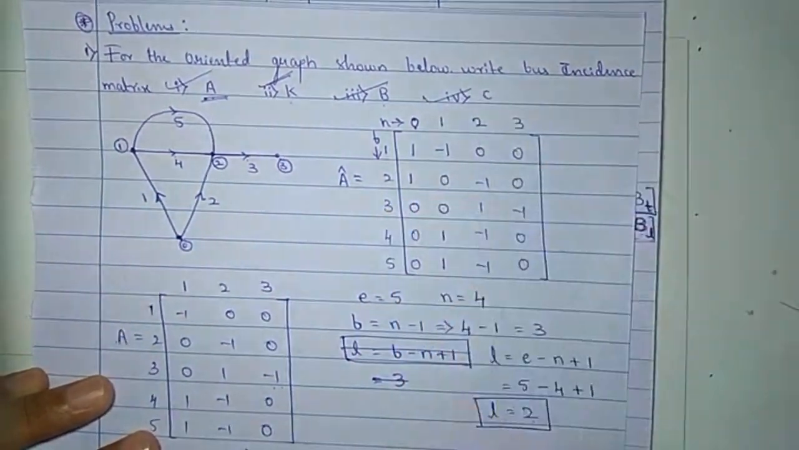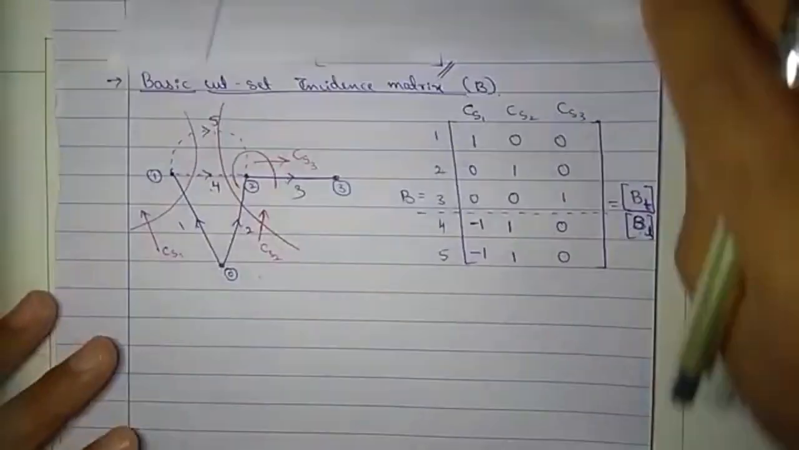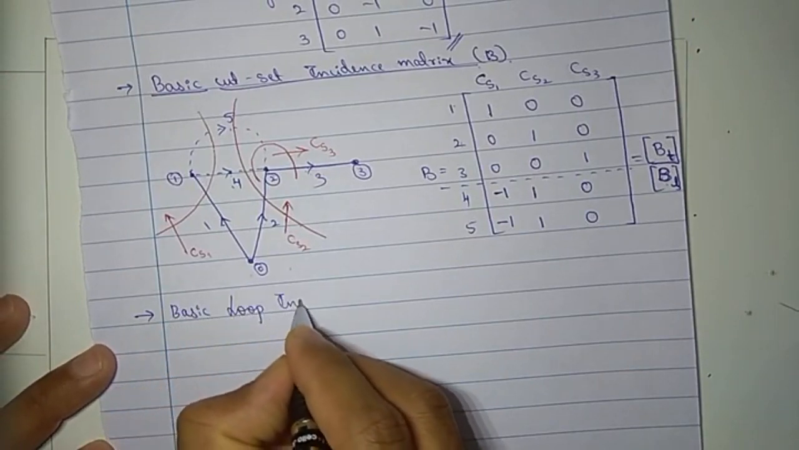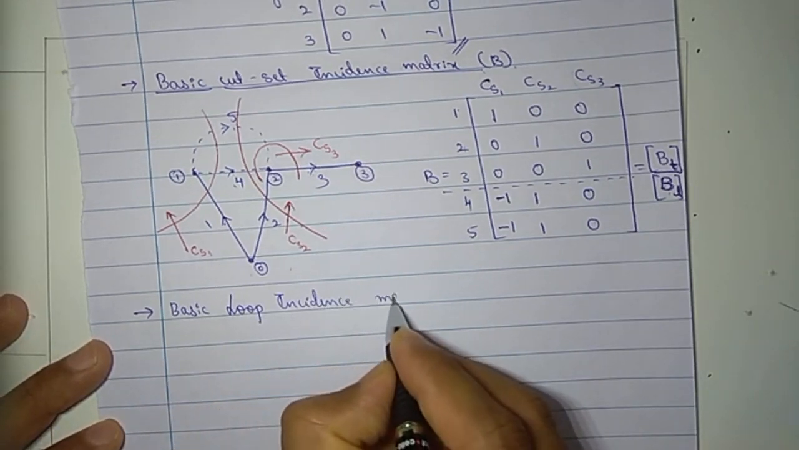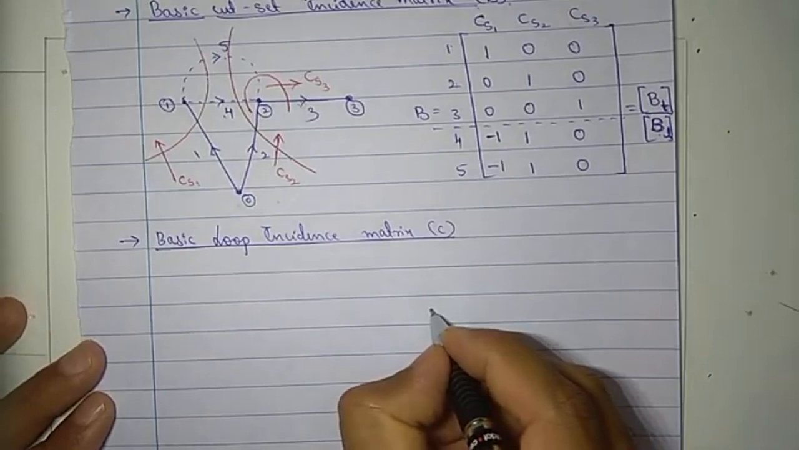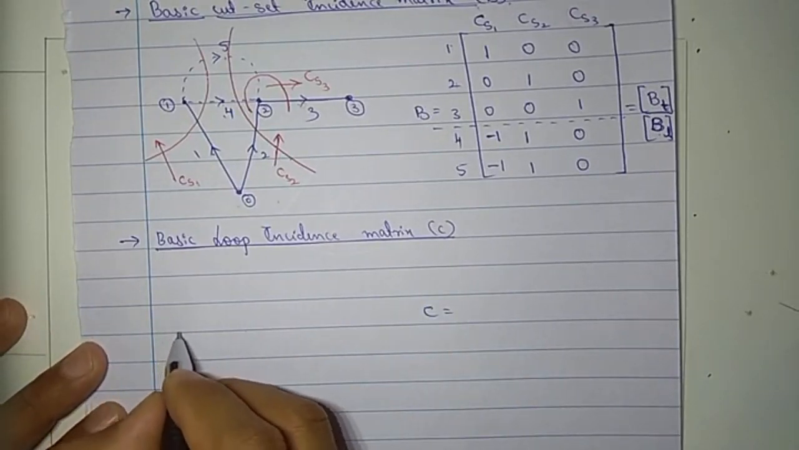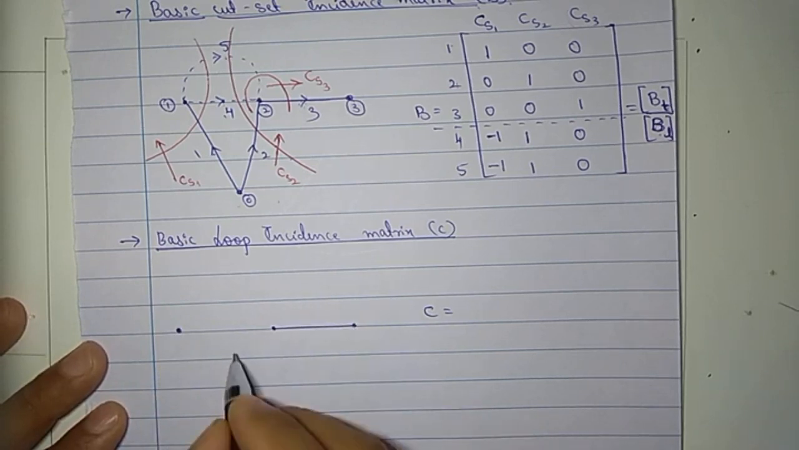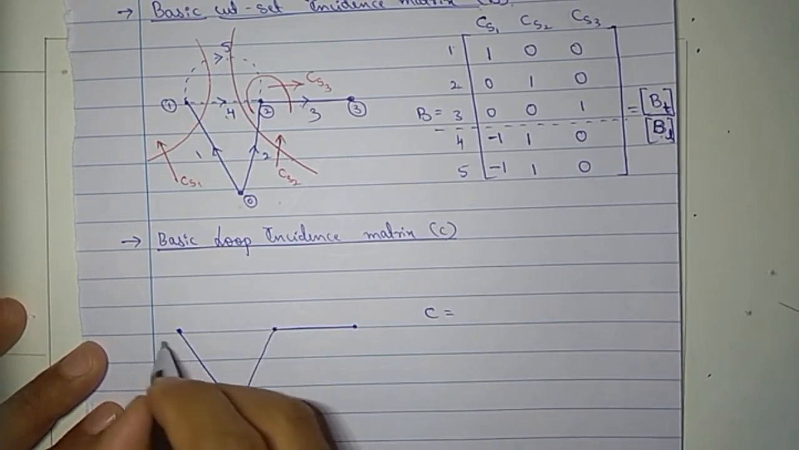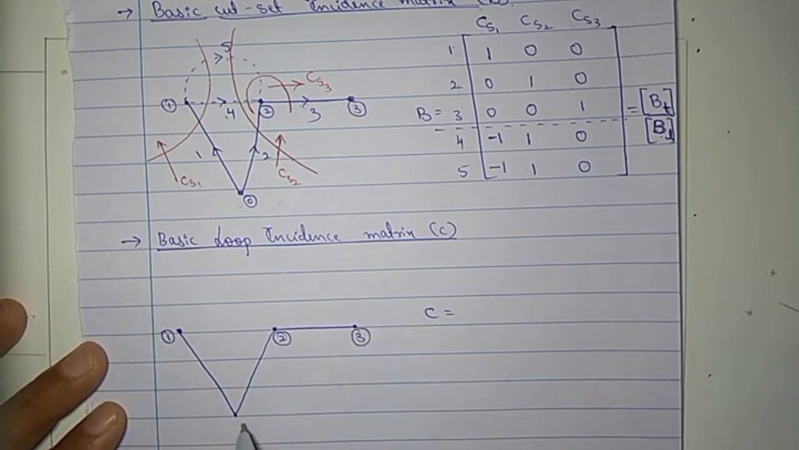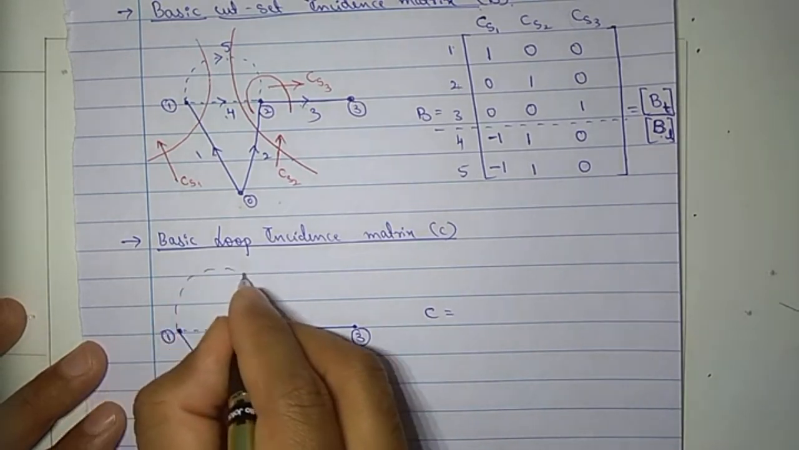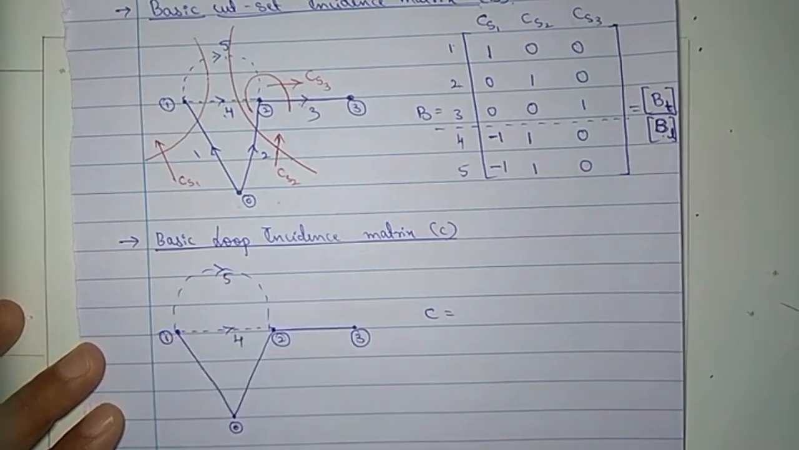Now the next target is to write the basic loop incidence matrix, that is C, for the given figure. The basic loop incidence matrix is represented as C. They have asked us to write the matrix C. So for matrix C, again I'll consider the same graph. From the given question we have framed a tree. We have named it as node 1, node 2, node 3, reference node 0. These are the two links, link 4 and link 5.